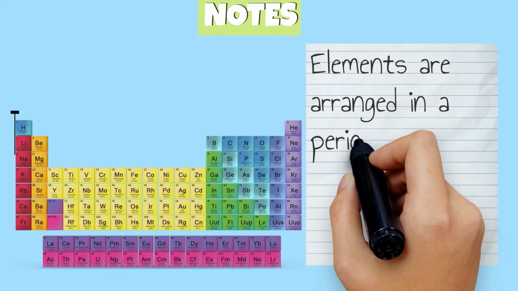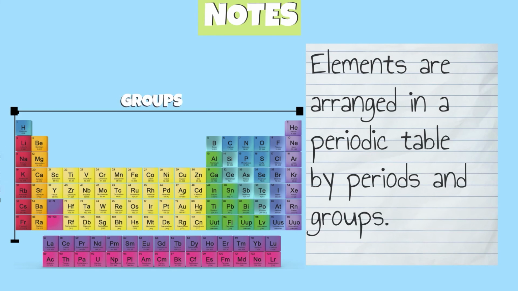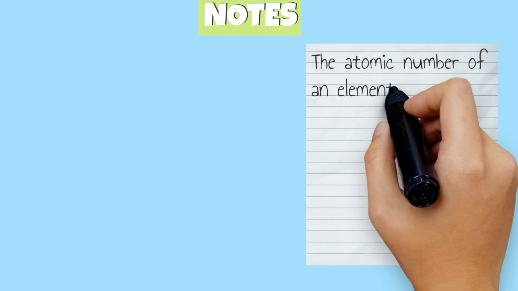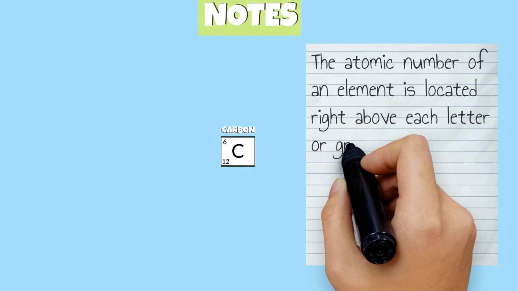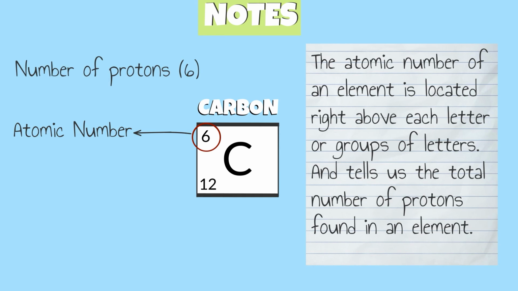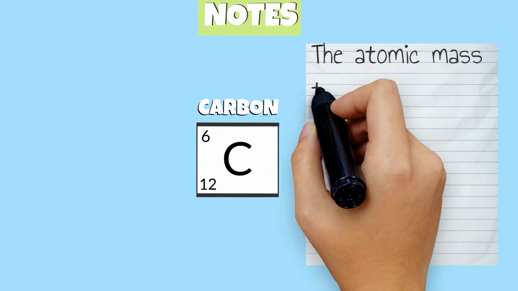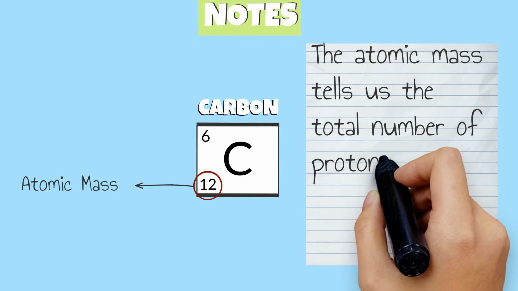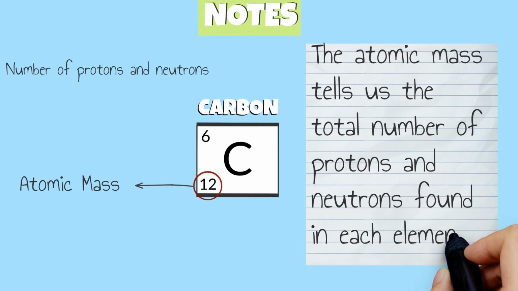Let's review what we just learned. Elements are arranged in a periodic table by periods and groups. The atomic number of an element is located right above each letter or group of letters and tells us the total number of protons found in each element. The atomic mass tells us the total number of protons and neutrons found in each element.